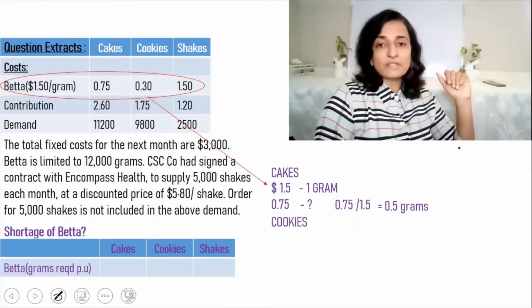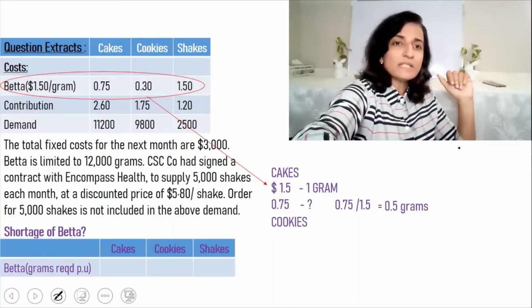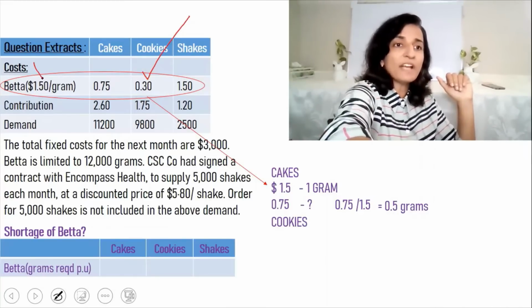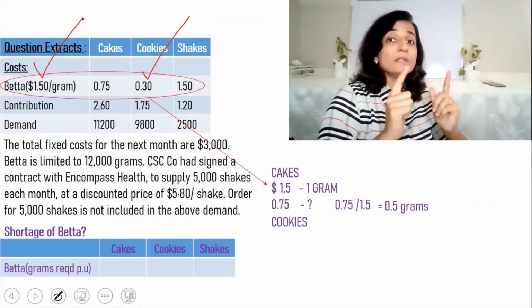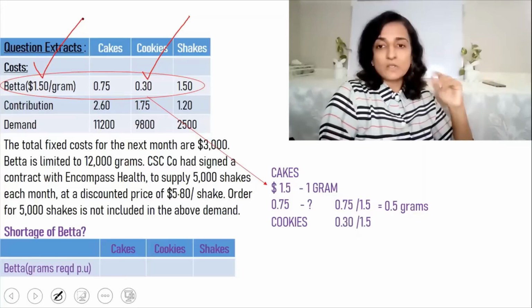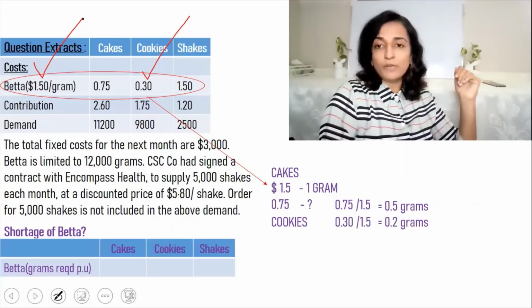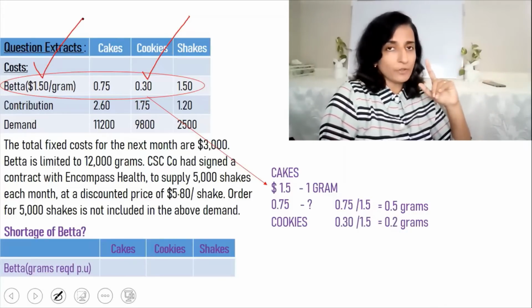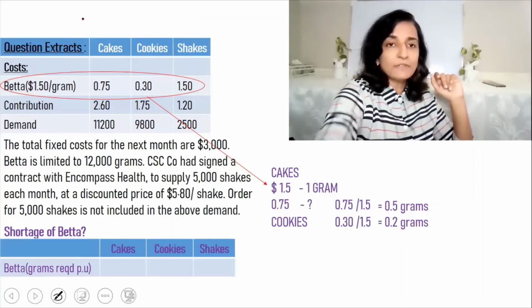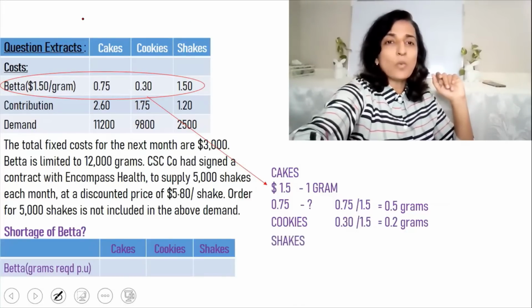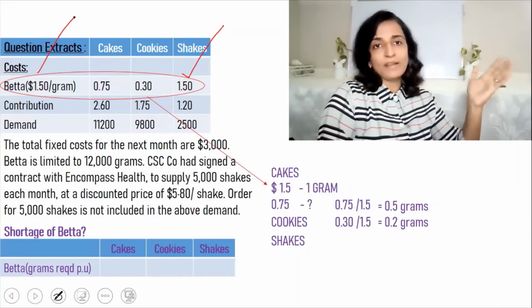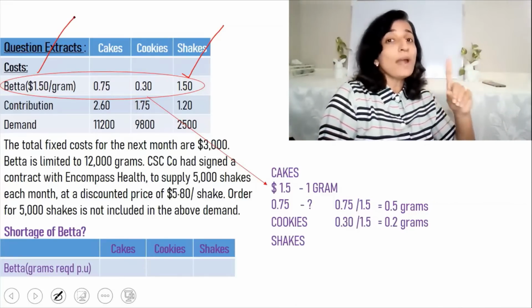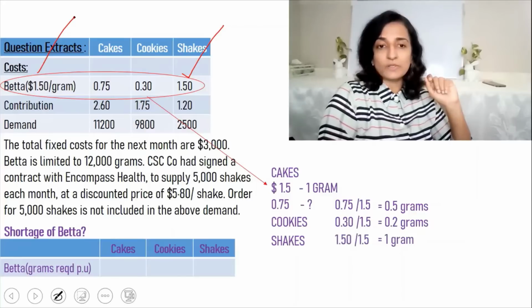Now coming to the cookies. For cookies, it is 0.30 divided by 1.5. You will get the grams of Beta consumed for the cookies. So it is 0.3 divided by 1.5 or 0.2 grams for the cookies. And lastly, for the shakes, it is $1.5 divided by $1.5. That is 1 gram. For the shake, only 1 gram of Beta is consumed.